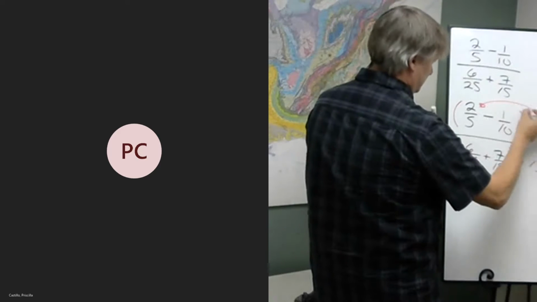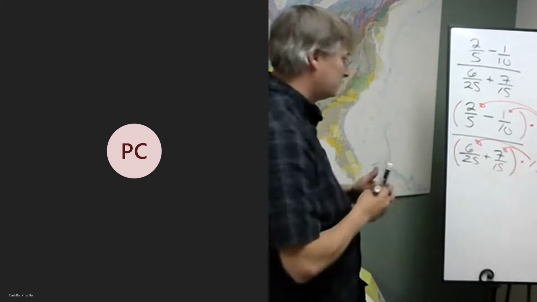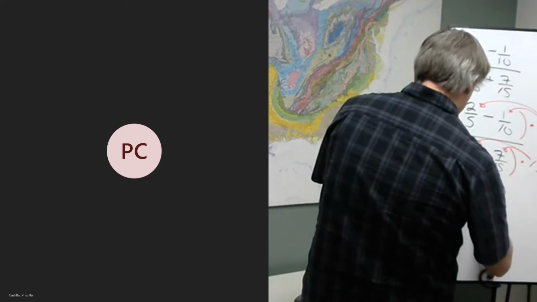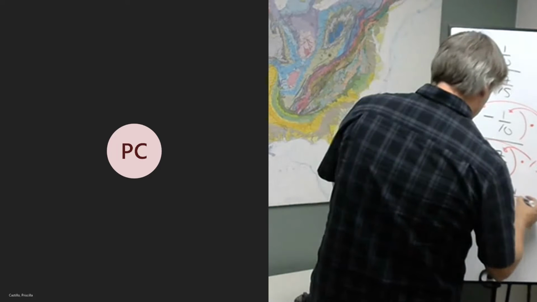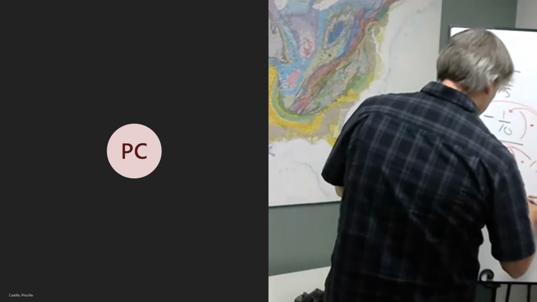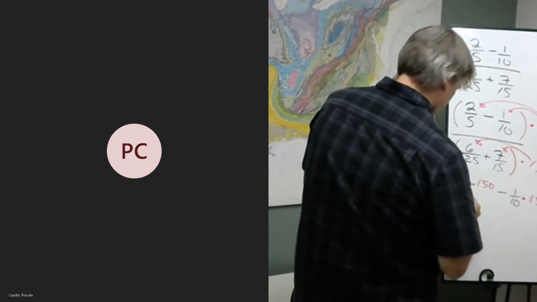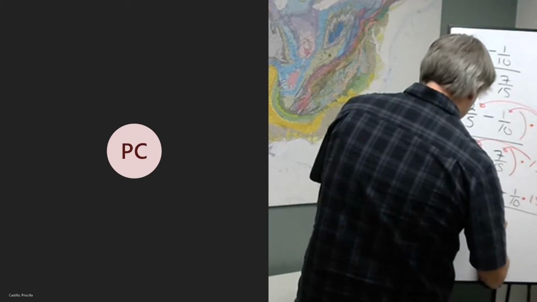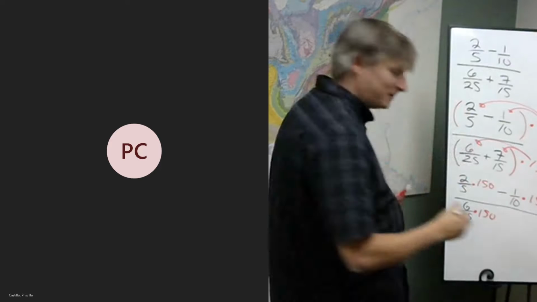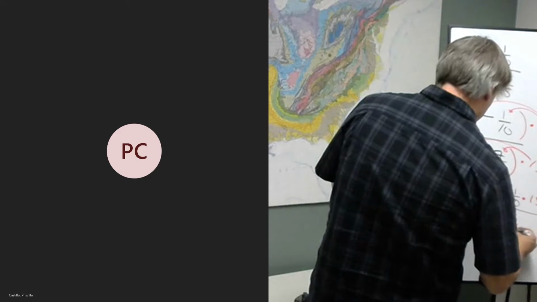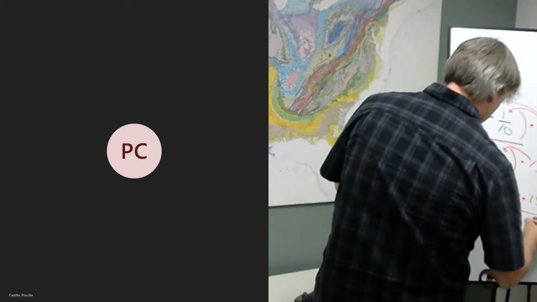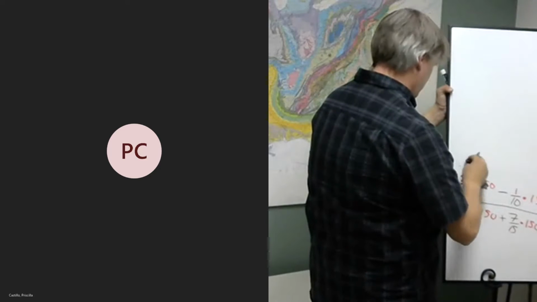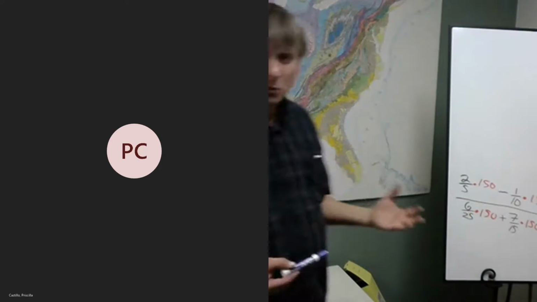So we'll distribute the 150. And we're going to get 2/5 times 150, 1/10 times 150, six 25ths times 150. And this is what we get.